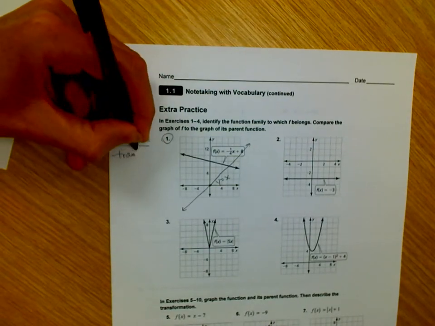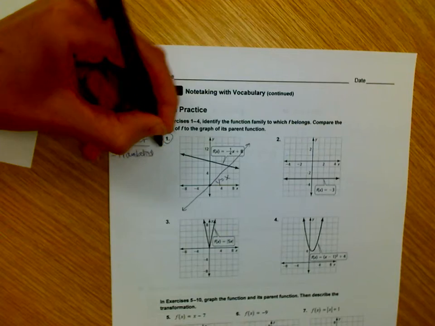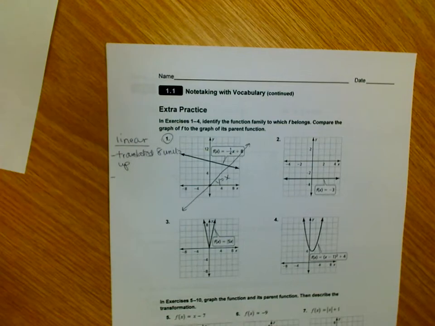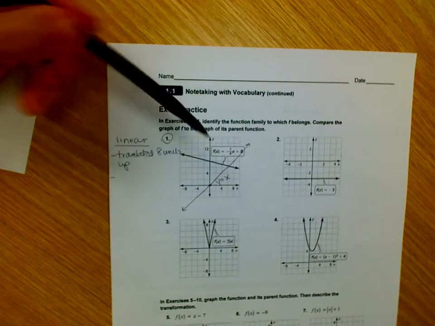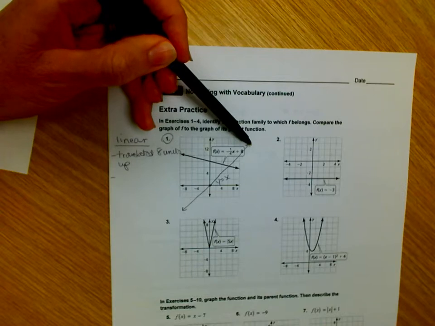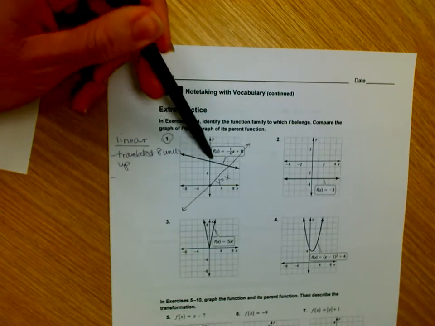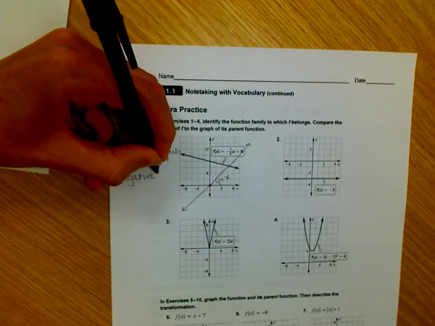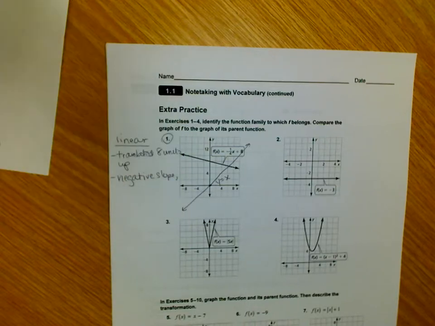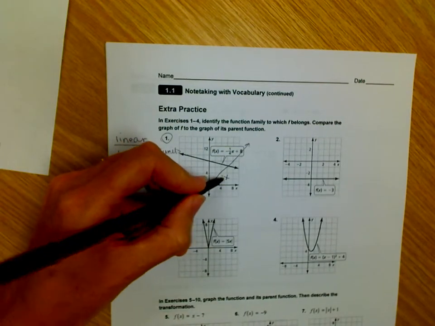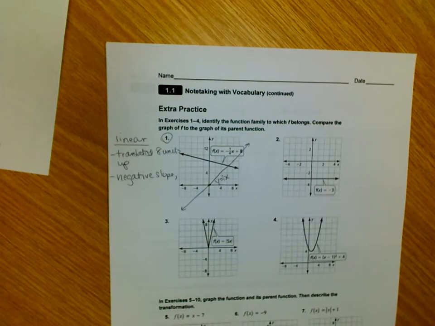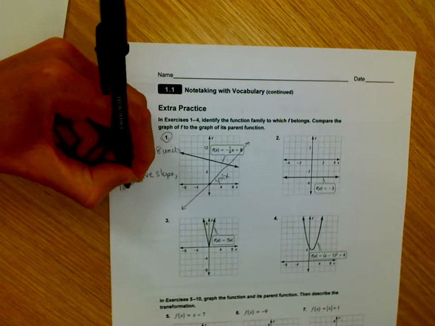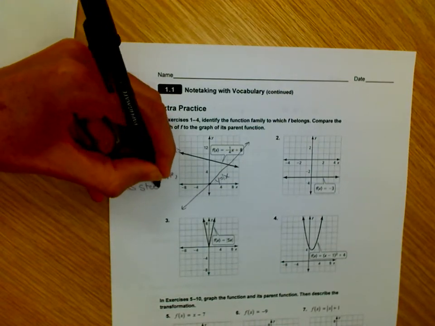So it translated 8 units up. Another thing that changed is its orientation. Notice that the original function has a positive slope because it's going up from left to right. Our function has a negative slope, so that would be something you'd want to mention. It has a negative slope. Also, in regards to the slope, this one has a slope of 1. This one has a slope of negative 1/4. Another thing we could also say about this in regard to orientation is that the slope is less steep. That would probably be also something you would want to include.